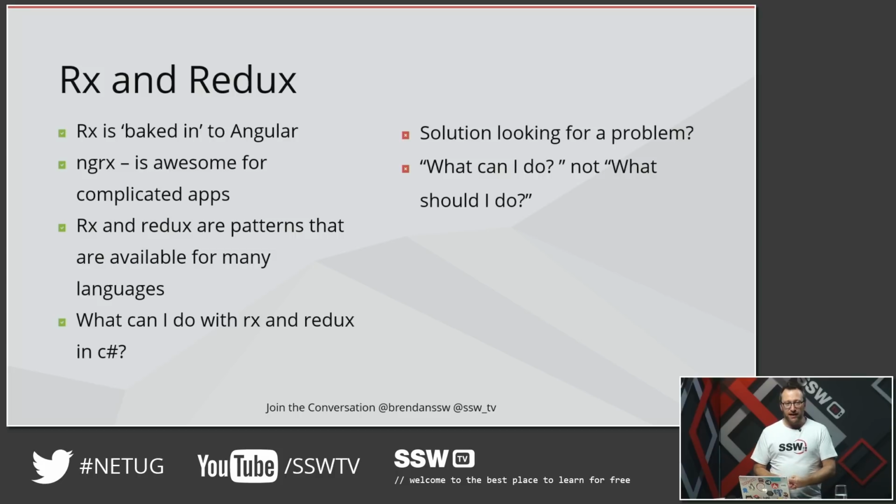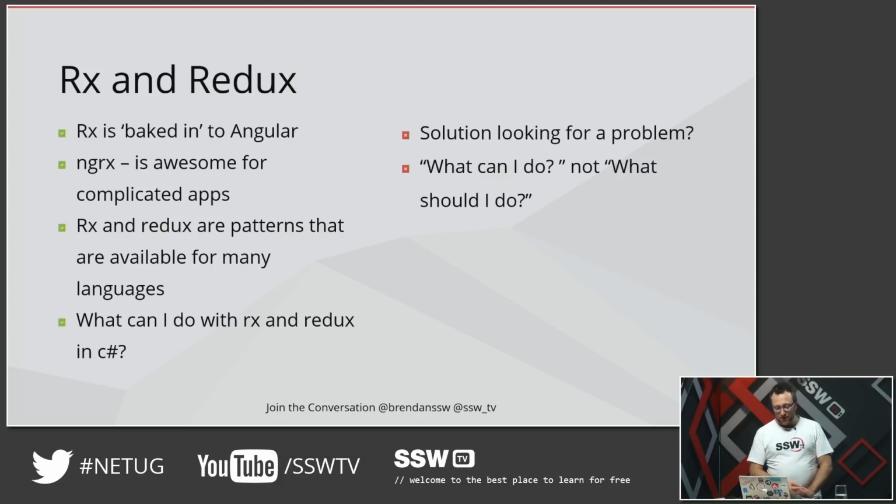NGRX builds on top of that to add the Redux pattern. So you can use Rx with observables any way you like without having to do the whole Redux loop. But Redux builds on top of Rx to give you that very constrained, predictable state transformation system.